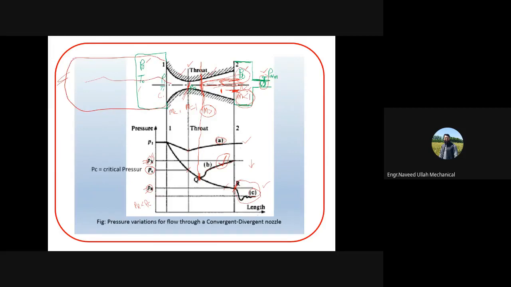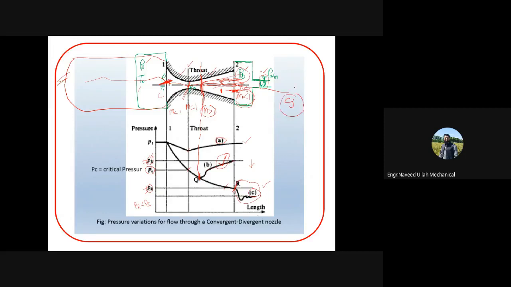Okay, and the exhaust is coming here. Ye exhaust hai. Now you want to accelerate this. You want to maximize this jet velocity. So you are giving this to this convergent divergent nozzle, and at the exit, ye jo aapke paas hoga na, this will be your CJ.